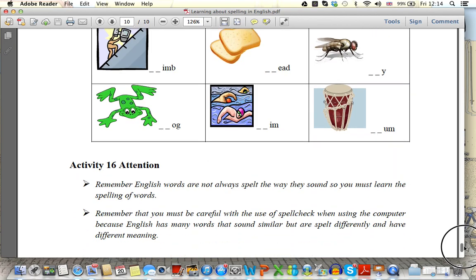So what should we pay attention to? Remember that English words are not always spelt the way they sound, so you must learn the spelling of the words. It is also very important when you use the spell check on the computer that you think about the words that you need, because the spell check will not necessarily give you the word that you want.